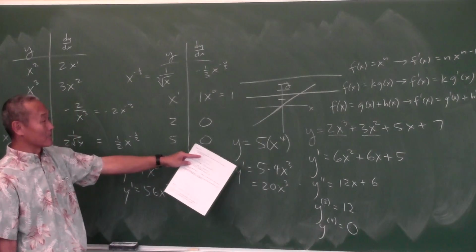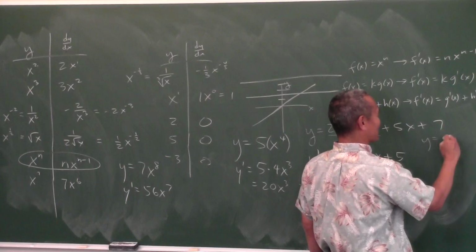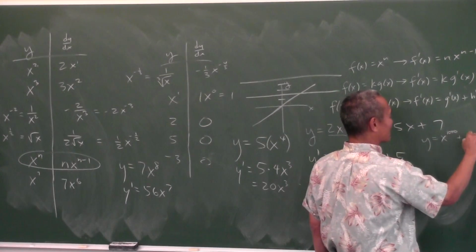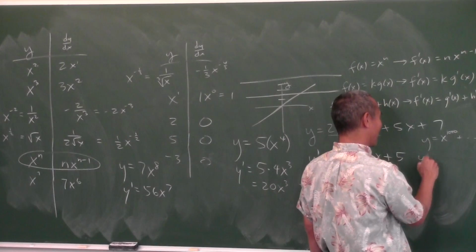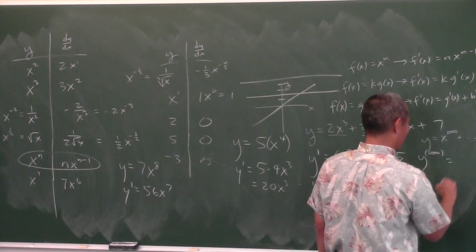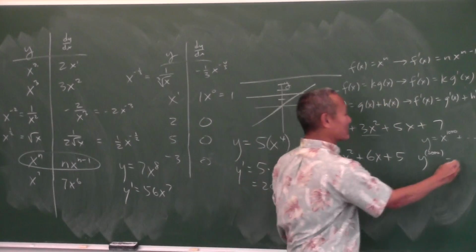Because I gave a problem like this once, on the test. I said, y equals, I just made up something like x to the 1000th power plus some other terms. And then I asked them to find the 2000th derivative. And a lot of people said, there's no way I'm going to do that, and left it blank. The answer is 0.